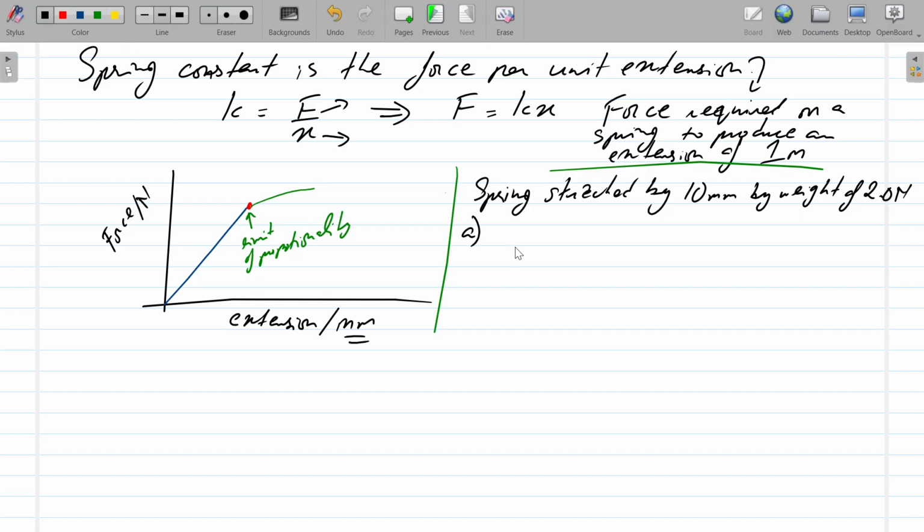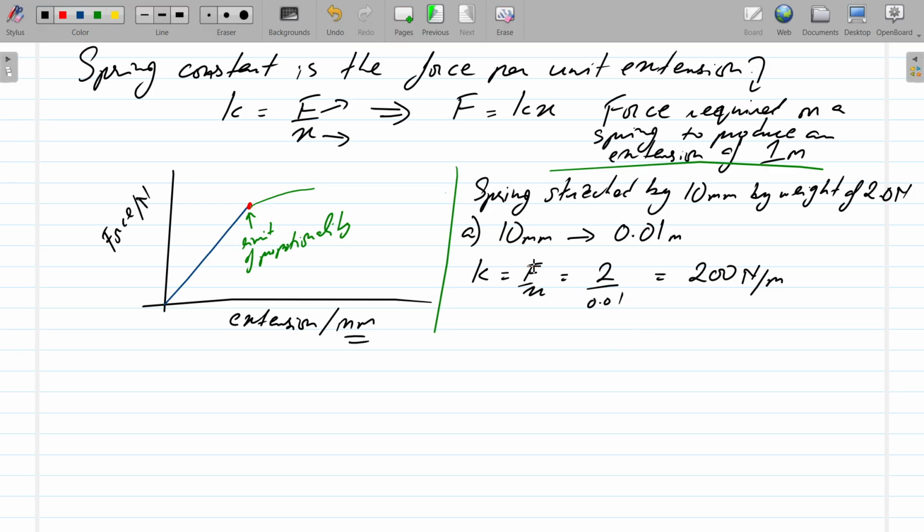Now for k, we have the force in newtons, but the extension is in millimeters, so we need to convert that. So 10 millimeters, divide that by 1,000, and you get 0.01 meters. Then you do the math. So k equals F over x equals 2 upon 0.01, which will give you 200 newton per meter. So this is the SI unit for spring constant.